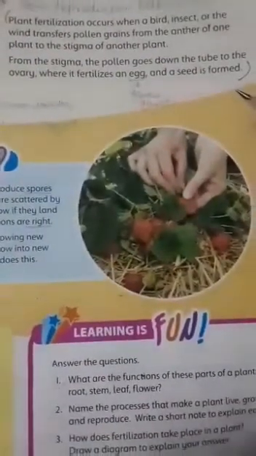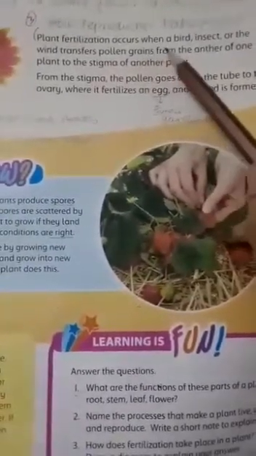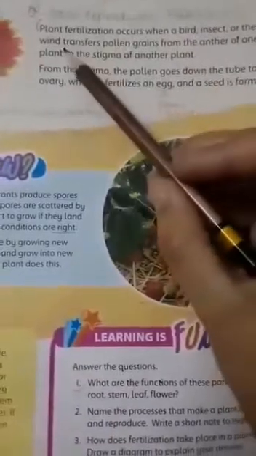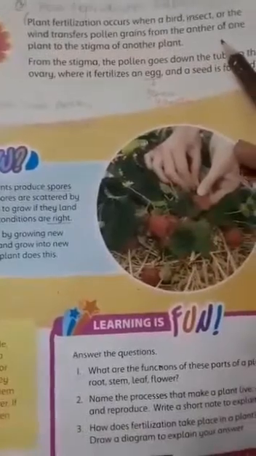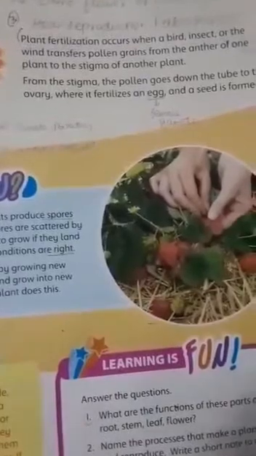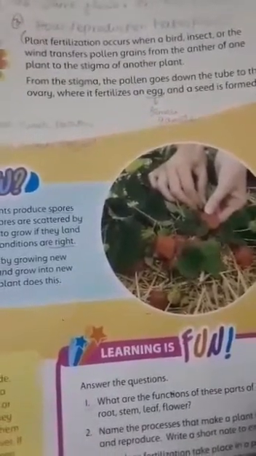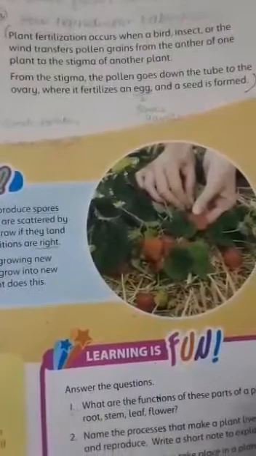Now we will see how reproduction takes place. Plant fertilization occurs when a bird, insect or wind transfers pollen grains from the anther of one plant to the stigma of another plant. From the stigma, the pollen goes down the tube to the ovary, where it fertilizes an egg and a seed is formed.